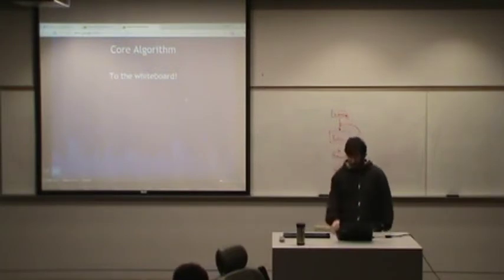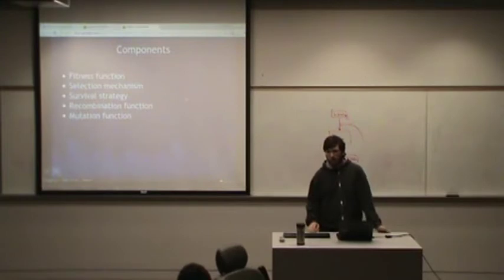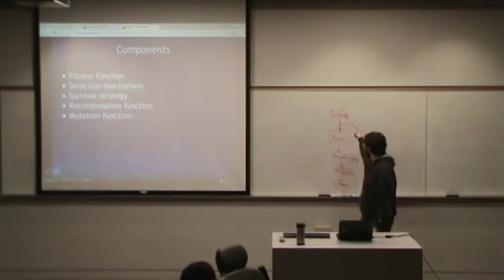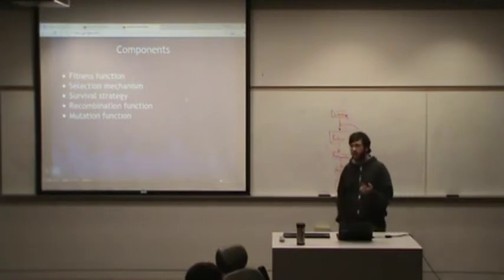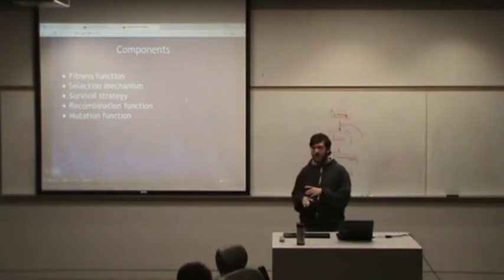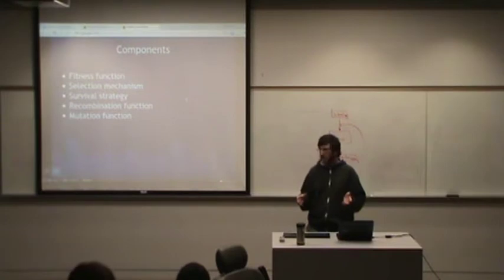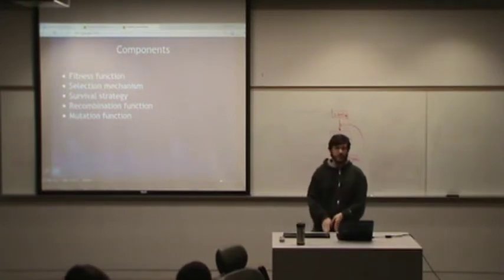So that's the core algorithm that we're going to be using. All genetic algorithms have 5 basic components that you need to have to be able to do this. The first of them is the fitness function. The fitness function is actually the basis of all of the genetic algorithm. It's how you tell how good a solution is.